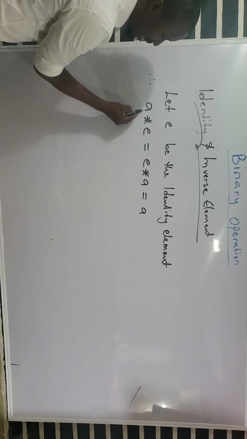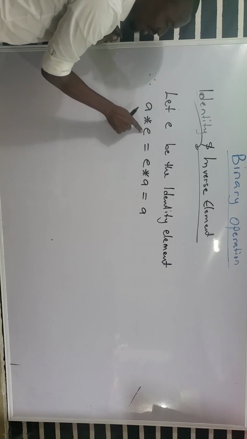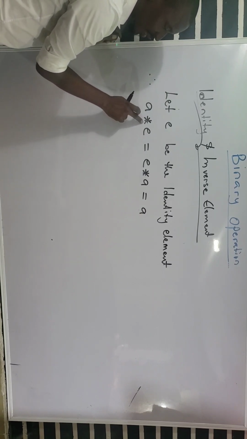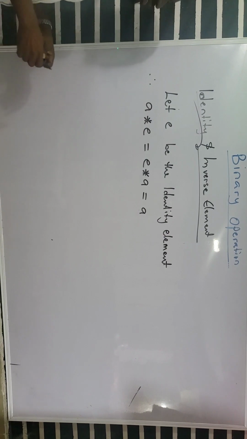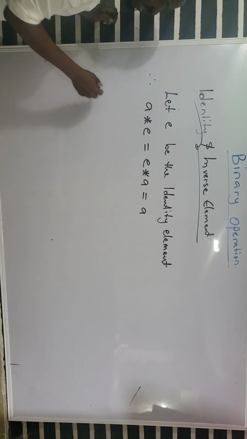So you can see what is happening there. We have our element. Whatever you have used to combine with the element and obey the rule of combination, that thing is called the identity element.